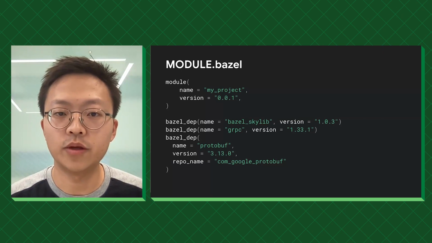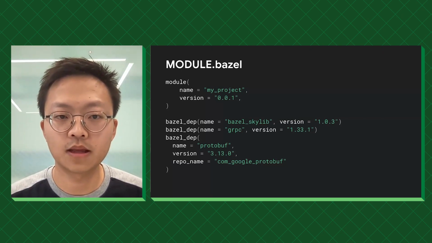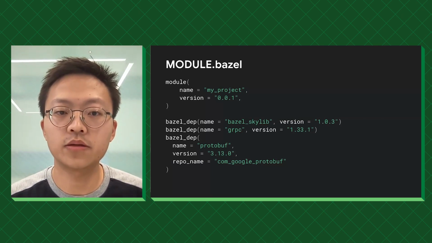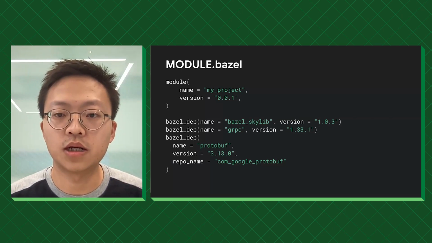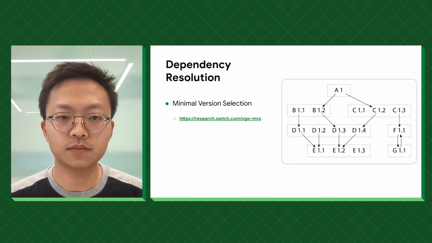By default, the repo name is the same as the module name, but you can also specify it using the repo_name attribute. Unlike the WORKSPACE file, you don't have to declare all of your transitive dependencies, but only the ones you depend on directly. Bzlmod will discover the dependency graph by reading the module.bazel files recursively. However, this also means we have to do dependency resolution when there are conflicts. So how do we do that?